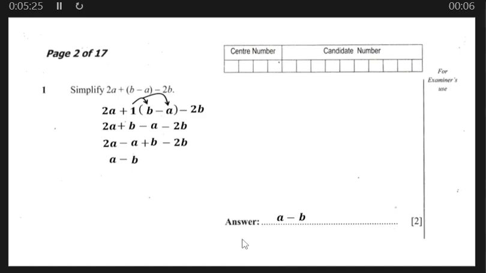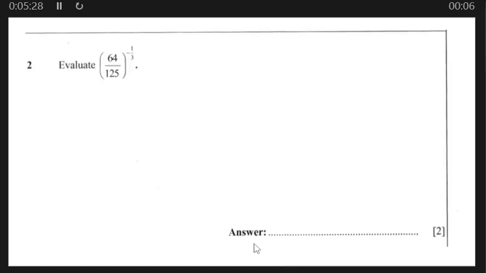All right, let's move to the next question. Question 2 says evaluate open brackets 64 over 125 close brackets to the power negative 1 over 3. This is an index form question coming from the topic known as indices.